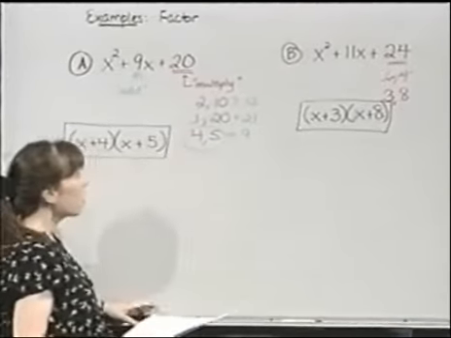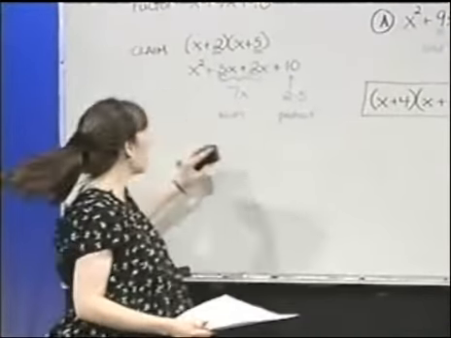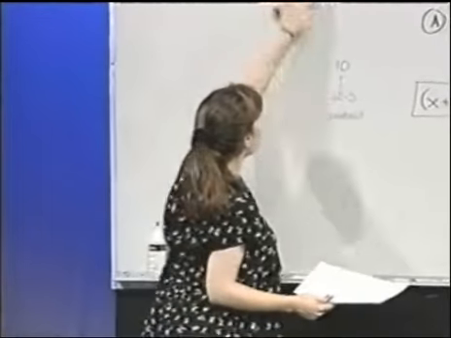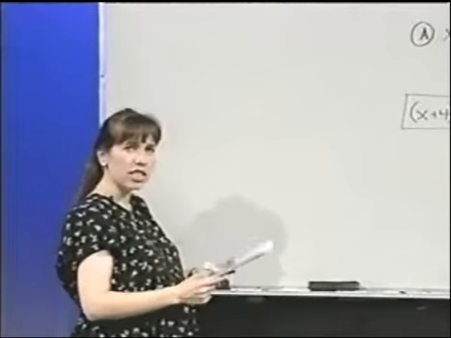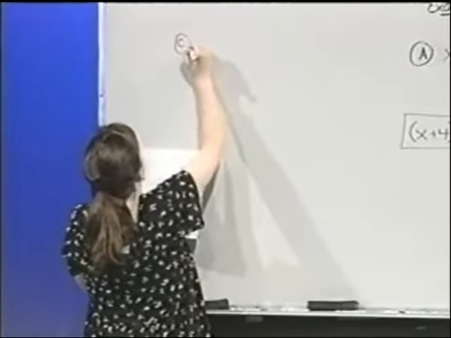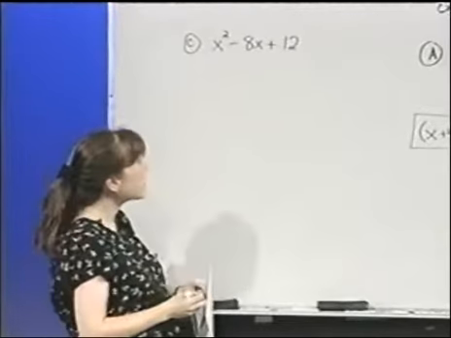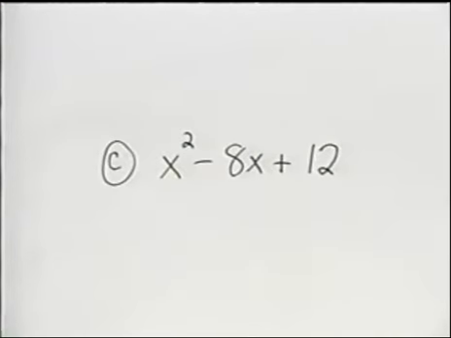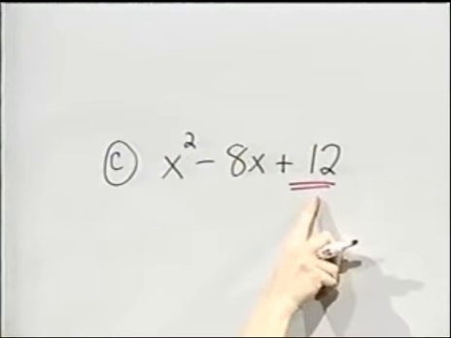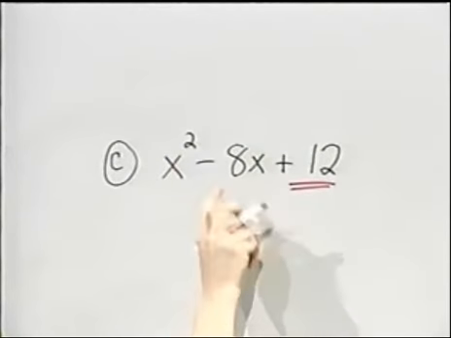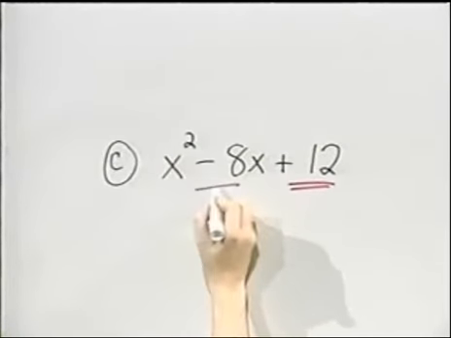Okay, let's look at some polynomials with negatives in them. So let's take example C, which is x squared minus 8x plus 12. Again, you take the last number, namely 12, and try to think of two numbers that will multiply to 12, but add, this time, to negative 8. You have to worry about that negative sign on there.